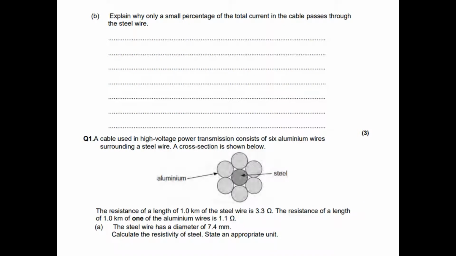Explain why only a small percentage of the total current in the cable passes through the steel wire. I've put part of the question inside here as well, just to remind you. So have a go at this question first before I move on to the mark scheme.